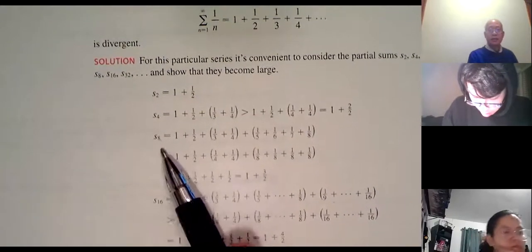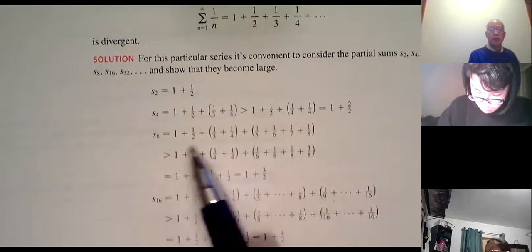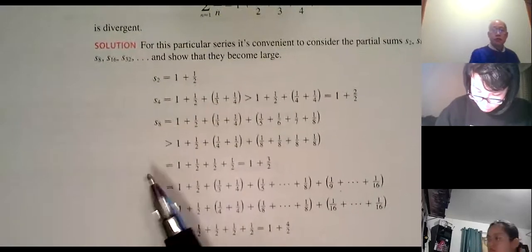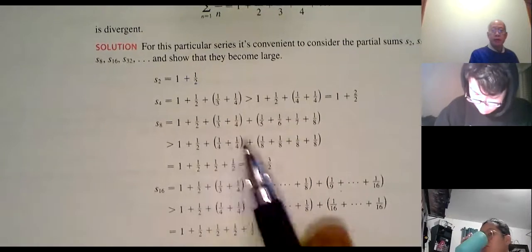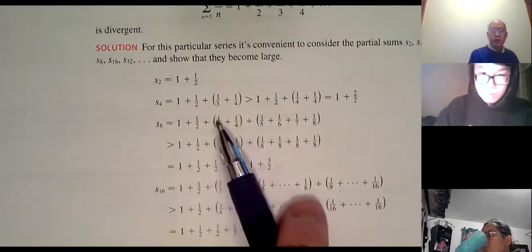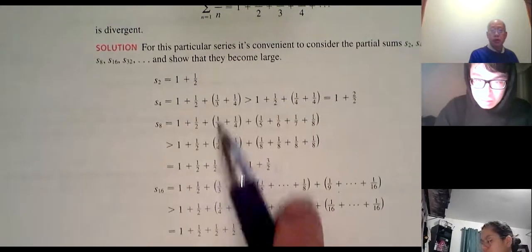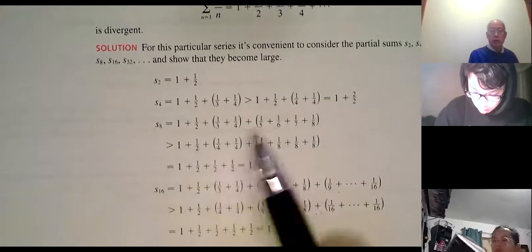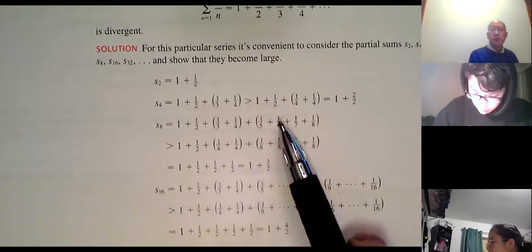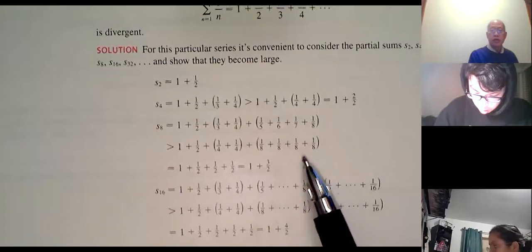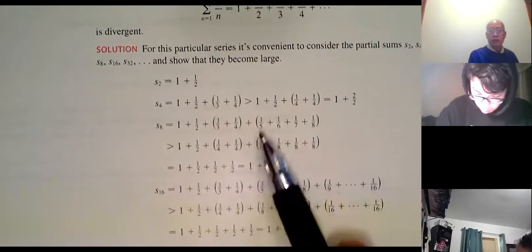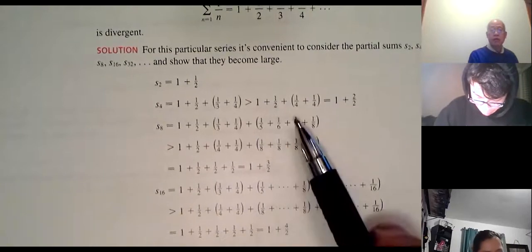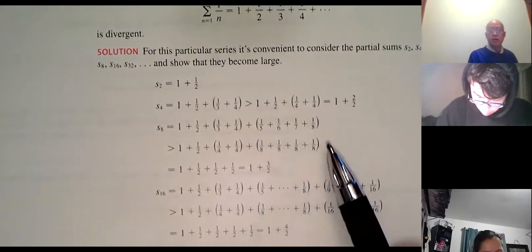S8 looks like this: 1 plus a half, third, fourth, fifth, sixth, seventh, eighth. You notice what they did. That's greater than. Leave that alone. Leave that alone. 1/4 plus 1/4. They changed 1/3 to 1/4. 1/3 is bigger than 1/4. And look at what they did over here. They changed 1/5 to 1/8, 1/6 to 1/8, 1/7 to 1/8, and 1/8 they left alone. 1/5 is bigger than 1/8. 1/6 is bigger than 1/8. 1/7 is bigger than 1/8, and 1/8 equals 1/8.